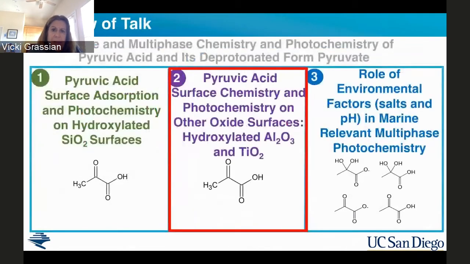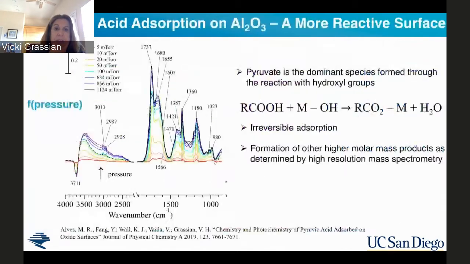So now let's compare that to another surface. The other surface that I want to compare it to is what I would say is a more reactive surface, namely hydroxylated Al2O3, aluminum oxide, and titanium dioxide. So let's look at that. Here's a very similar experiment, pyruvic acid absorption from the gas phase onto a hydroxylated aluminum oxide. I call it a more reactive surface.